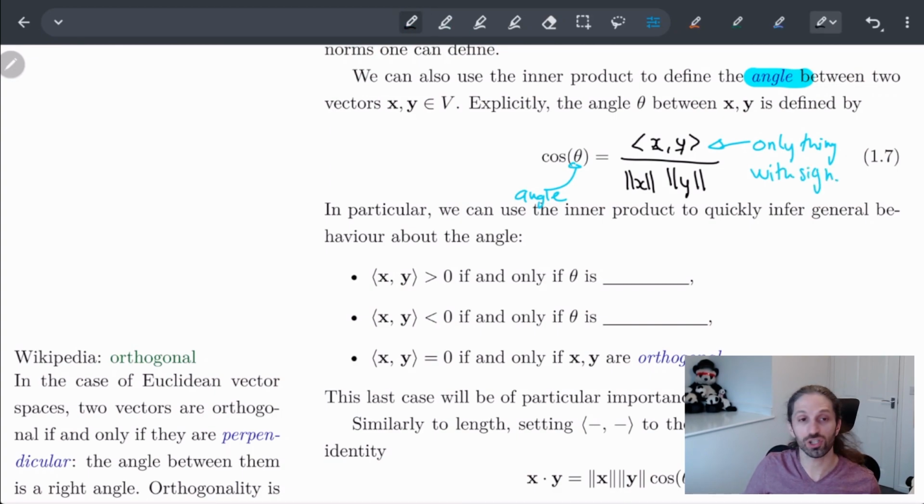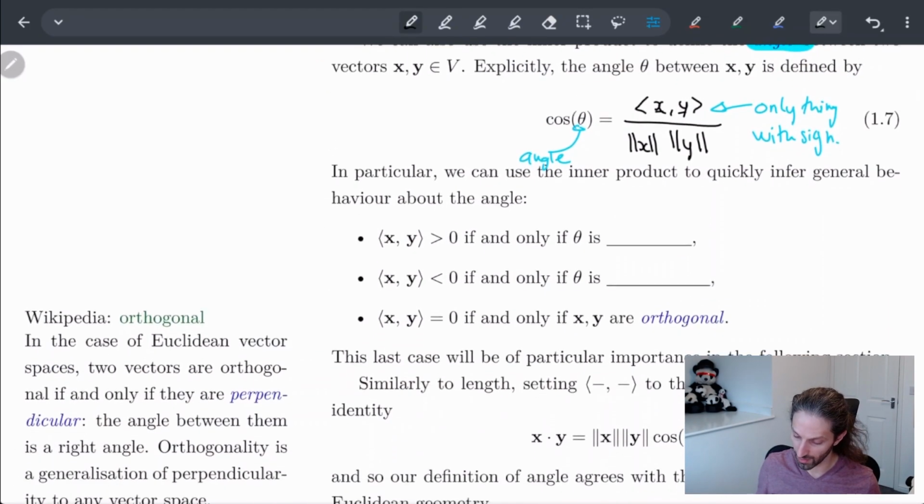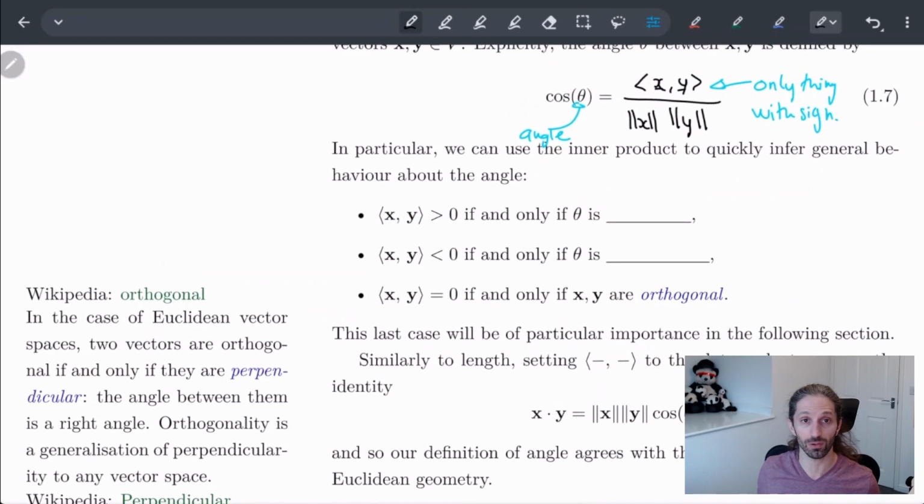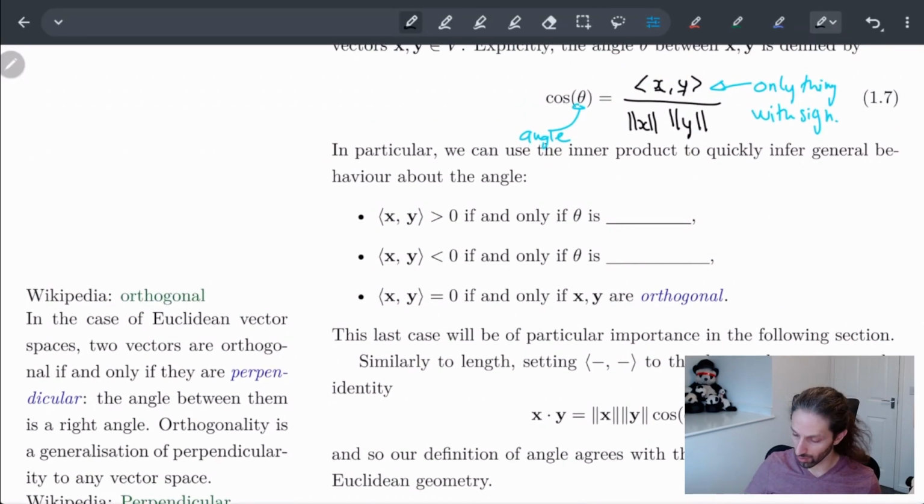And because of that, we just have to look at the inner product of x and y to see what theta is. If the inner product of x and y is greater than 0, then we know that the angle is going to be an acute angle. If it's less than 0, it's going to be an obtuse angle. And if it's 0, then we're going to say that they're orthogonal.